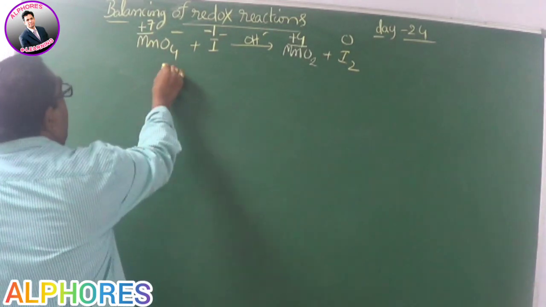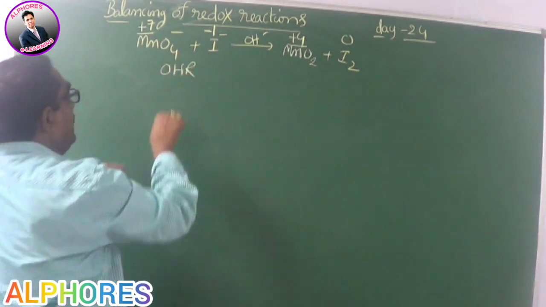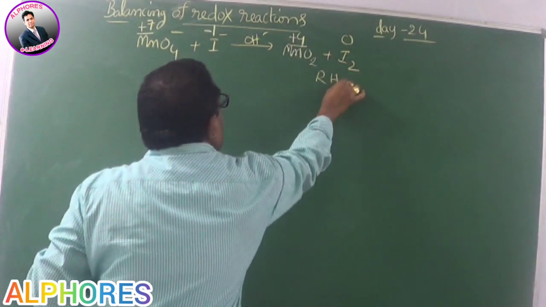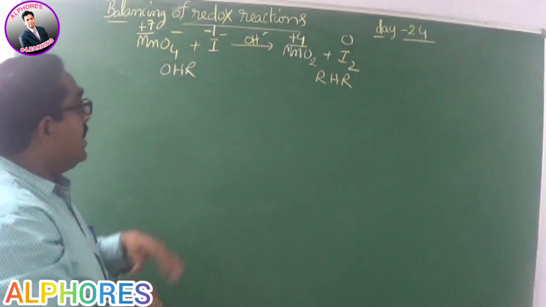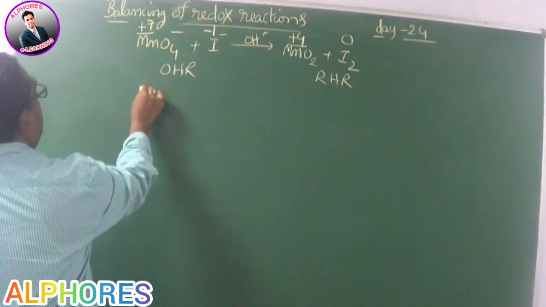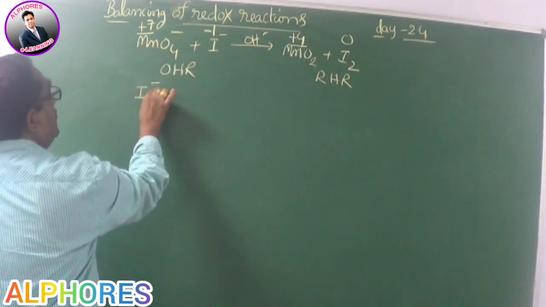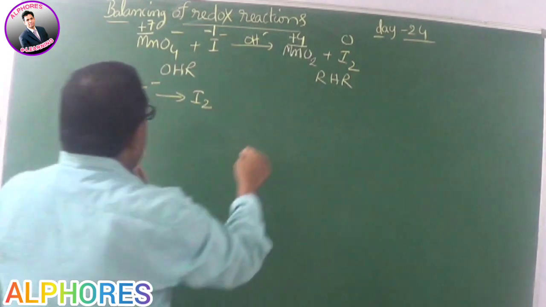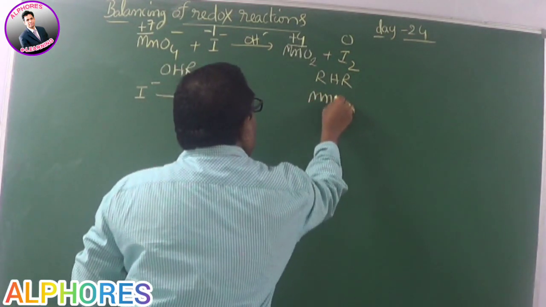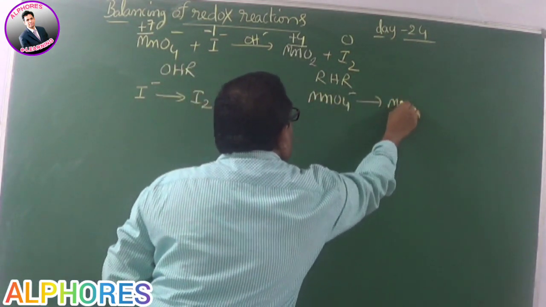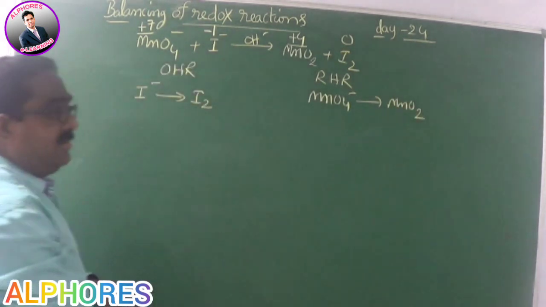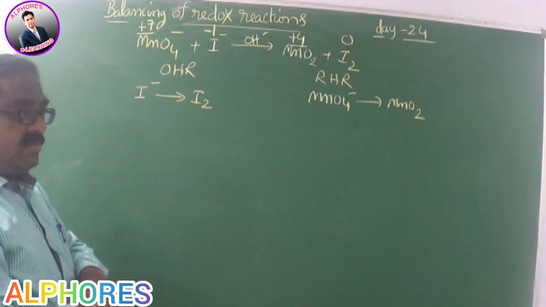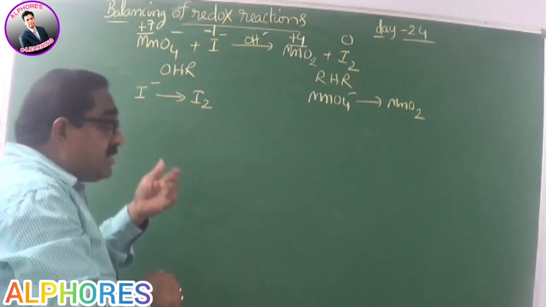So our first step is to divide this redox reaction into 2 half reactions. On the left side the oxidation half reaction, I am writing OHR, and on the right side we write the reduction half reaction. Let me write the oxidation half reaction. Write down, students: I minus gives rise to I2, and in the reduction half reaction permanganate ion is reduced to manganese dioxide. Just now I have written both the half reactions. Okay, what is the next step?